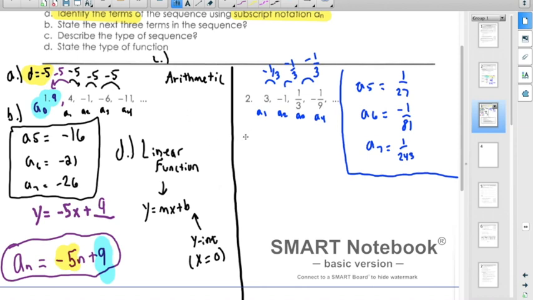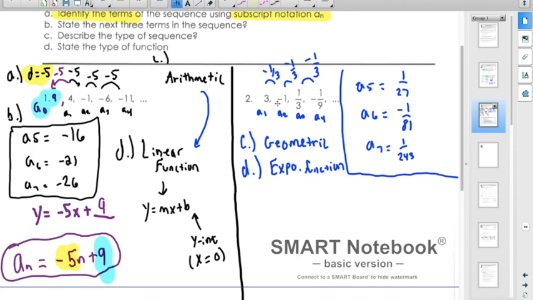Part C, what kind of sequence is this? Hopefully we see it's geometric. And then part D, what kind of function would this model? Remember, arithmetic models linear, geometric models exponential. Right? And then part A, we need some kind of subscript notation, some kind of formula like we did over here to model this sequence. Okay?